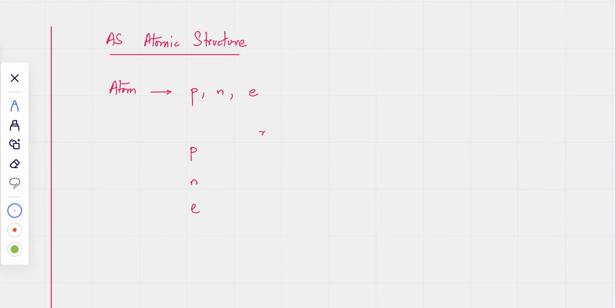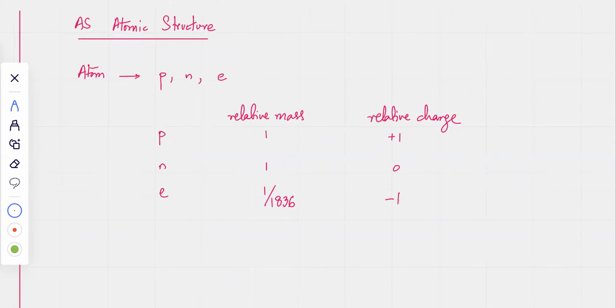The first thing is the relative mass. The relative mass of a proton is 1, of a neutron is also 1, and of an electron, that's 1 over 1836. And then you have the relative charge. The relative charge of a proton, neutron, electron: proton is +1, neutron is no charge, and electron is -1. So this is very basic.